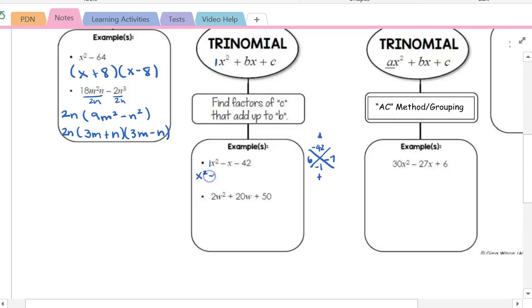x squared minus 7x plus 6x minus 42. Find the GCF of the first 2 terms, which is x. So I have x minus 7. Find the GCF of the second 2 terms, which is 6. I have x minus 7. So how does that become? It becomes x plus 6 times x minus 7, which if you look, 6 was one of the factors and negative 7 was the other factor.